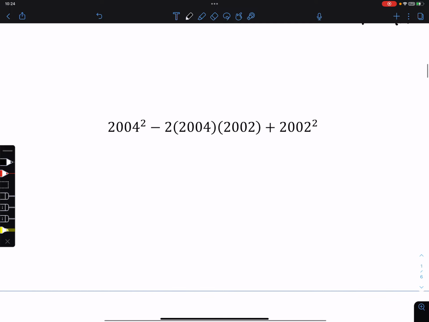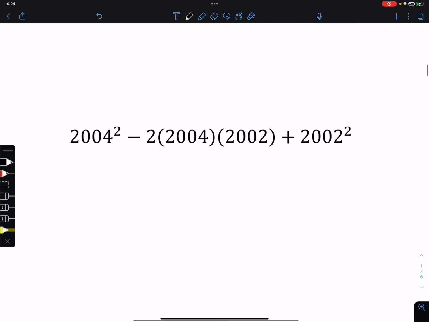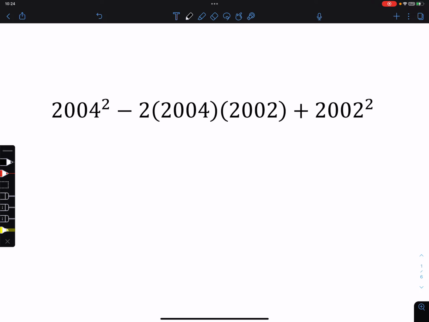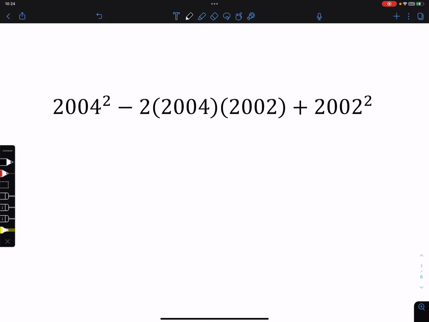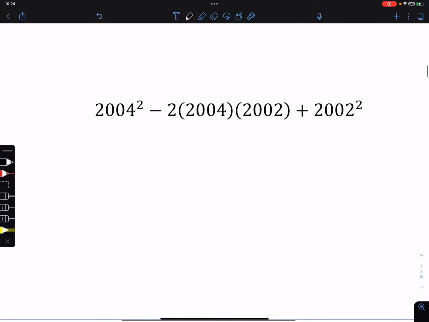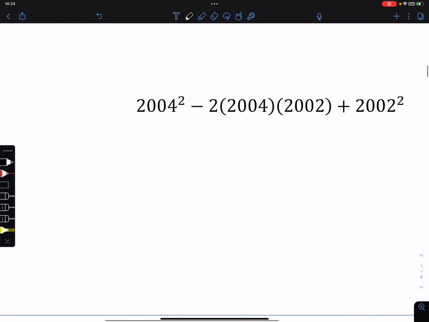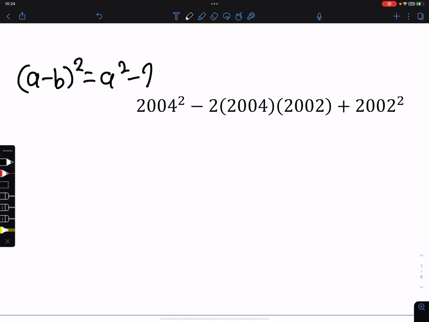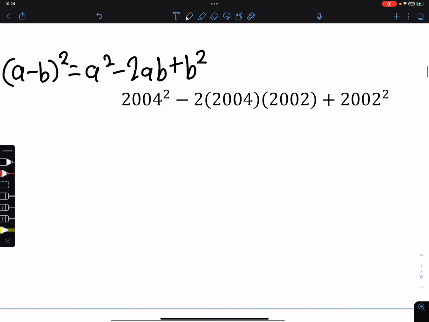Oh, and by the way, whenever there's a challenge problem, it'll always be on something you've learned in the chapter, or most of the time, it has to do with something we've learned in the chapter. And we think, wait, let's look at the formula for a minus b squared. That is equal to a squared minus 2ab plus b squared. Now, how does that relate to this problem?